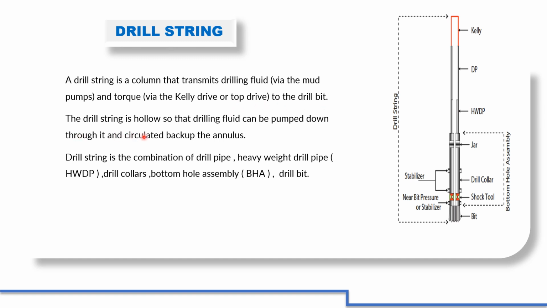The drill string is hollow so that the drilling fluid can be pumped down through it and circulated back up the annulus. The drill string is the combination of drill pipe, heavyweight drill pipe, HWDP in short, drill collars, bottom hole assembly, and the drill bit. All these items combined make a drill string.